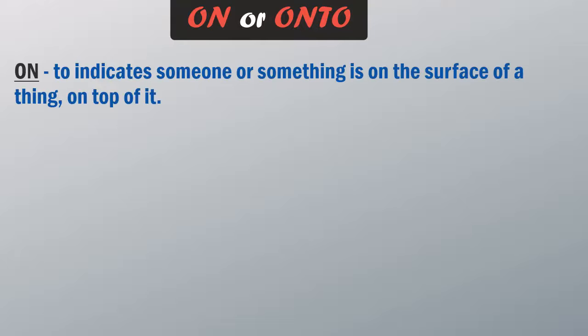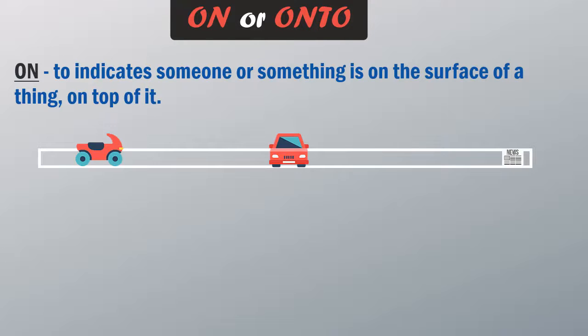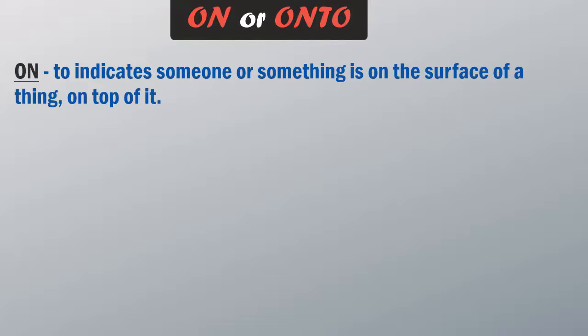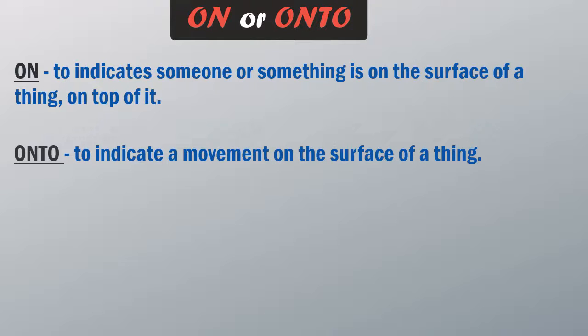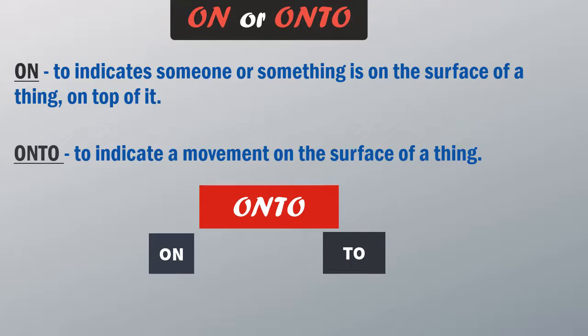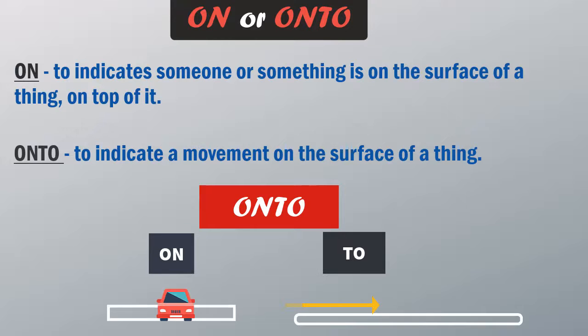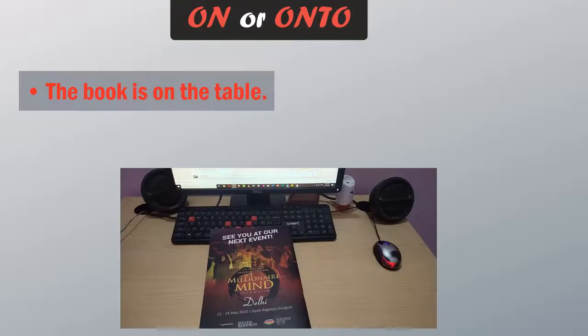Okay? Now let us talk about on and onto. Guys, we use on to indicate that something or somebody is on the surface of a thing, on top of it. And why do we use onto? Why do we use this extra word to? Again, take it as an amalgamation of two words, on and to. On means on the surface of a thing, to means a movement in a particular direction.